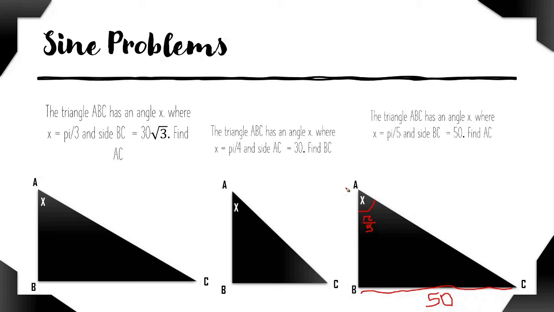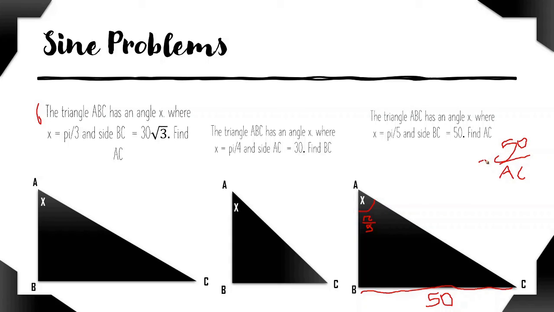Now we just need to find AC. So this is the same problem as problem number 1 over here. And we just do the same steps. So AC, we write it down at the bottom because it's a hypotenuse. And in sine ratios, the hypotenuse always goes on the bottom. And then 50 is the opposite, so we have to write 50 over here.